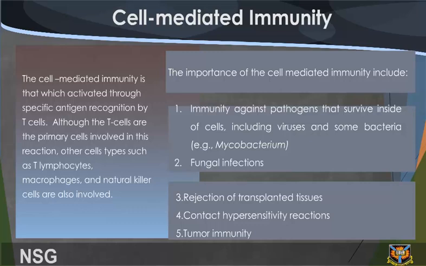Cell-mediated immunity. Cell-mediated immunity is that which is activated through specific antigen recognition by T cells. Although the T cells are the primary cells involved in this reaction, other cell types such as B lymphocytes, macrophages, and natural killer cells are also involved. The importance of cell-mediated immunity includes 1.